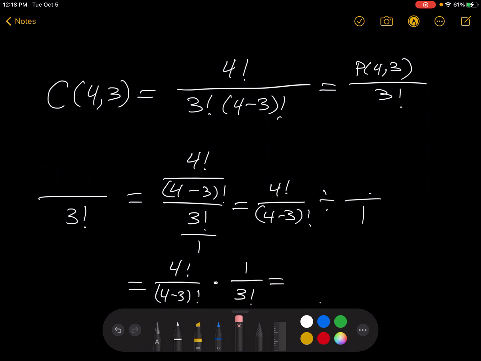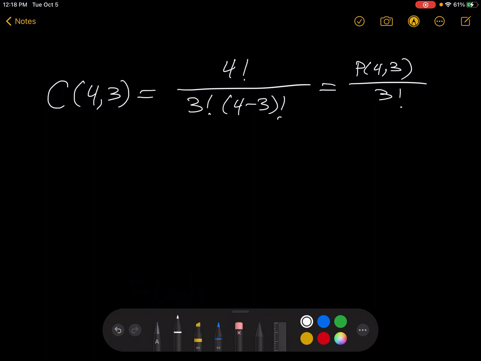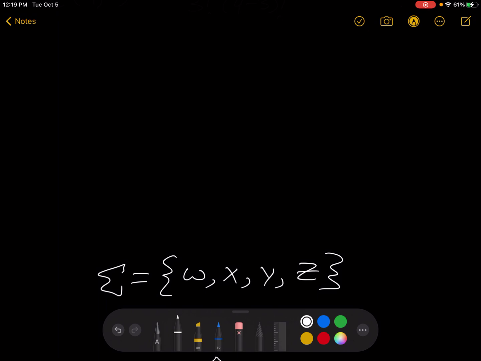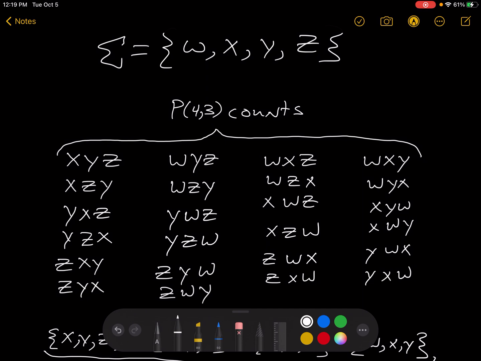So now we want to think about what C43 counts and what P43 counts. Remember that, like I said before, P43 counts the number of permutations of length 3 where the symbols are chosen from an alphabet with 4 symbols. So now let's specify an alphabet with 4 symbols. The alphabet that we'll use for this example is W, X, Y, Z. If I was to write out all of the permutations of length 3 where the symbols are chosen from this alphabet, these would be all of those permutations. This is all of them.